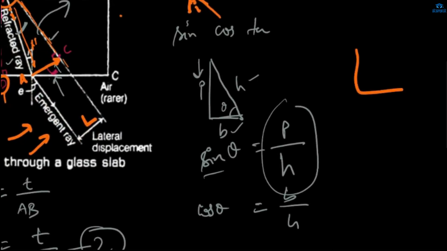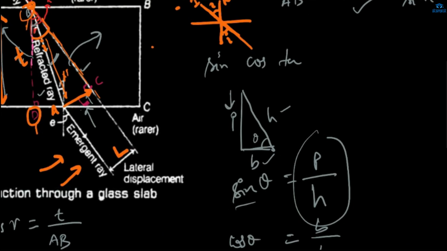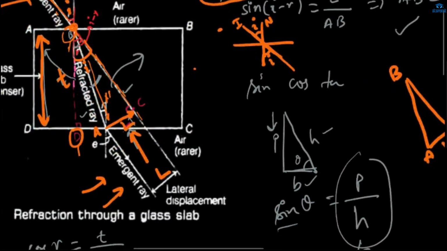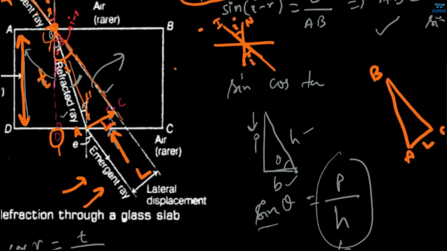Actually, let me draw it somewhere else. Okay, this is your triangle. So this is your B, this is your A, and this is your C. This is your L also, because this is your lateral displacement. So we are taking this triangle, A B C.